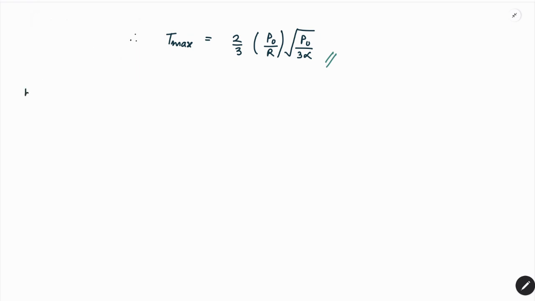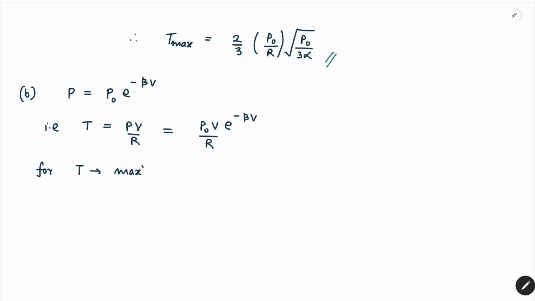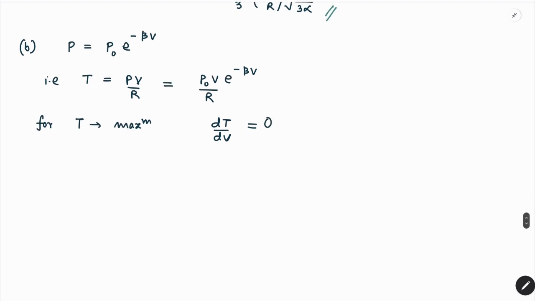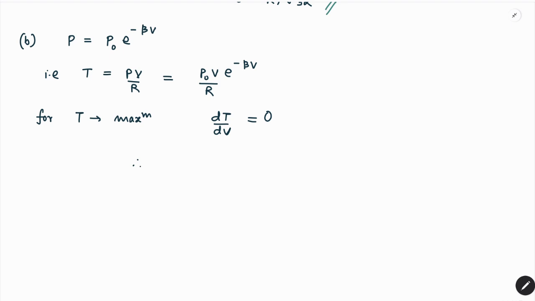So for the second part of the problem, that is part B, we have the expression P equals P naught e to the power minus beta V. Again I have already mentioned that we already have an alternate expression, that is T equals PV by R. So if we substitute the value of P over here, then we get the expression P naught V e to the power minus beta V by R. And now for temperature to be maximum, we want dT by dV to be equated to 0.